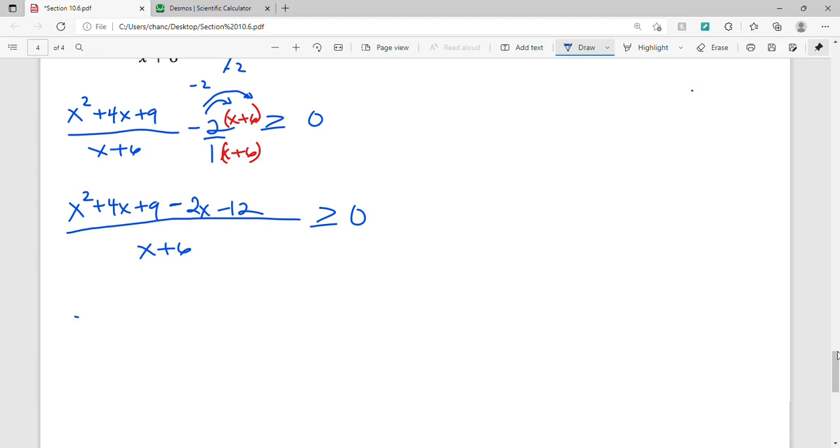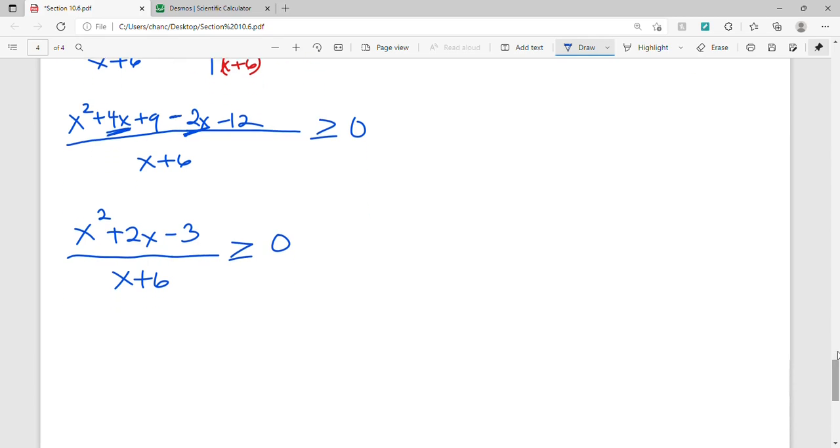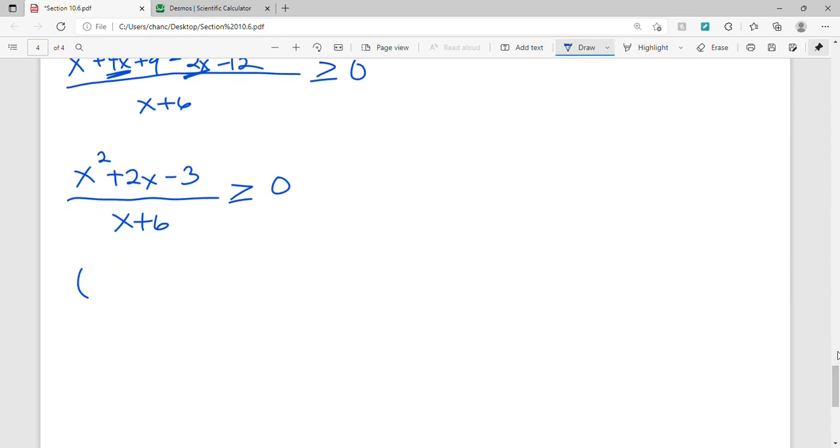Let's collect like terms. The top simplifies to x squared, 4x and negative 2x is a positive 2x, 9 minus 12, that's a negative 3. That is the numerator now. On the bottom, we have x plus 6. Now, this is something we can do. All we had to do was make sure the number on the right was 0, and then we can factor this. We can factor this as x plus 3 times x minus 1. That's the factorization for x squared plus 2x minus 3. And on the bottom, we just have x plus 6, is greater than or equal to 0.